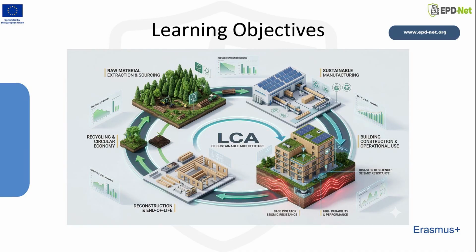Another objective is to evaluate a building material within a life cycle framework. This requires asking where the material comes from, how it is produced, how long it lasts, how it behaves during use, and what happens at the end of its service life. Finally, students should understand the relationship between sustainability and disaster resilience. Material selection should be evaluated as a performance-based design decision that affects safety, durability, environmental responsibility, and architectural quality.